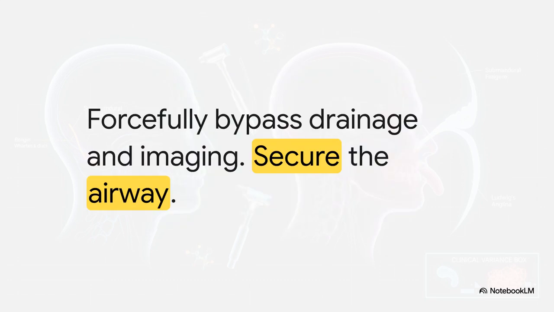Bottom line, when you recognize the catastrophic kinetic signature of Ludwig's angina, you must forcefully bypass all scalpel-based drainage and imaging. Secure the airway first. Your deep anatomical knowledge has to translate directly into immediate clinical action. Think about it. If your patient suddenly lost their airway in the CT scanner because you ordered an image instead of intubating, would you truly be prepared to perform an emergent awake surgical airway on a massively distorted bull neck? Probably not. Keep that reality in mind, study these blueprints, and I'll see you in the next explainer.